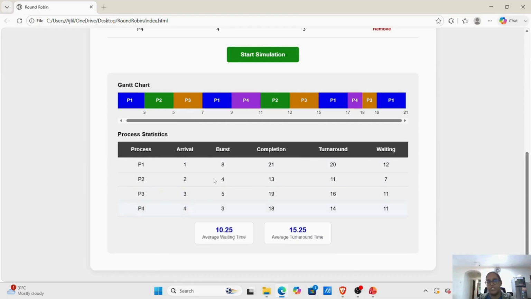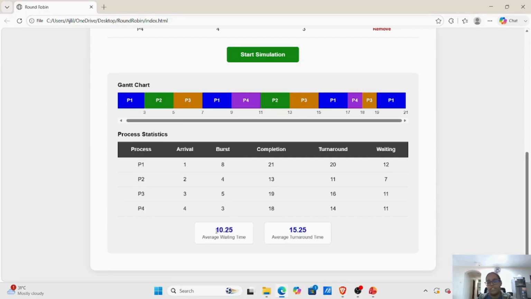The statistics show each process, their arrival time, their burst time, and their completion time. In P1's case it is 21, and you continue calculating like that. The turnaround time is the completion time minus the arrival time. And then the waiting time is the turnaround time minus the burst time, which gives us 12.